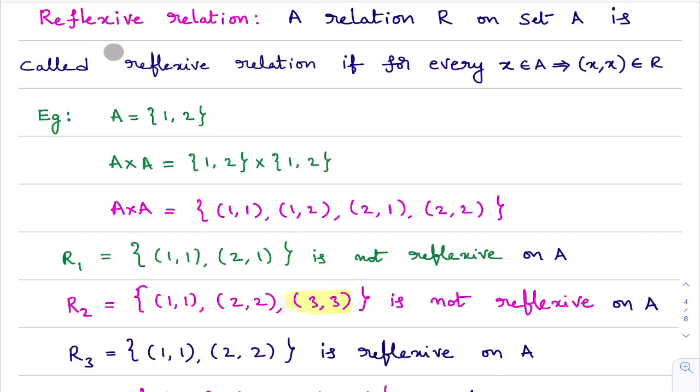This is the second class in the Relations and Functions chapter. In the first class, we learned what a relation is. Now, we are going to learn the definitions of reflexive relation, symmetric relation, transitive relation, and equivalence relation.